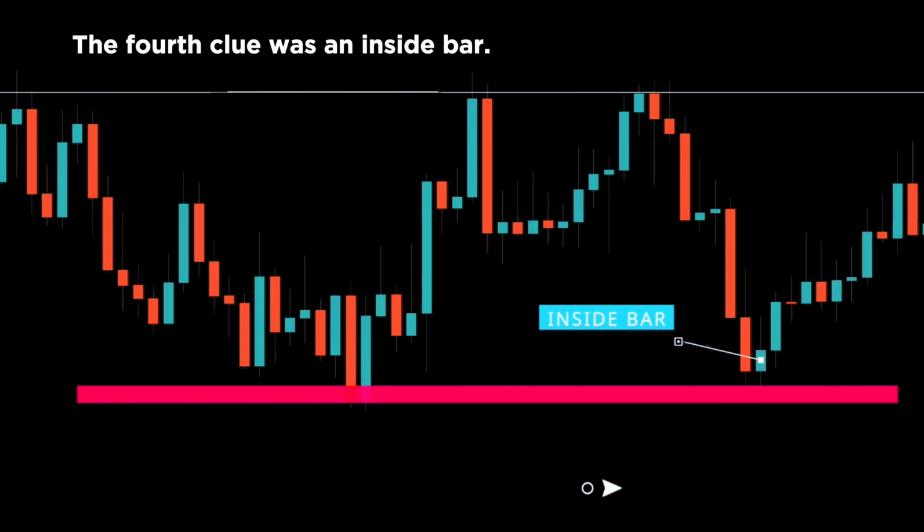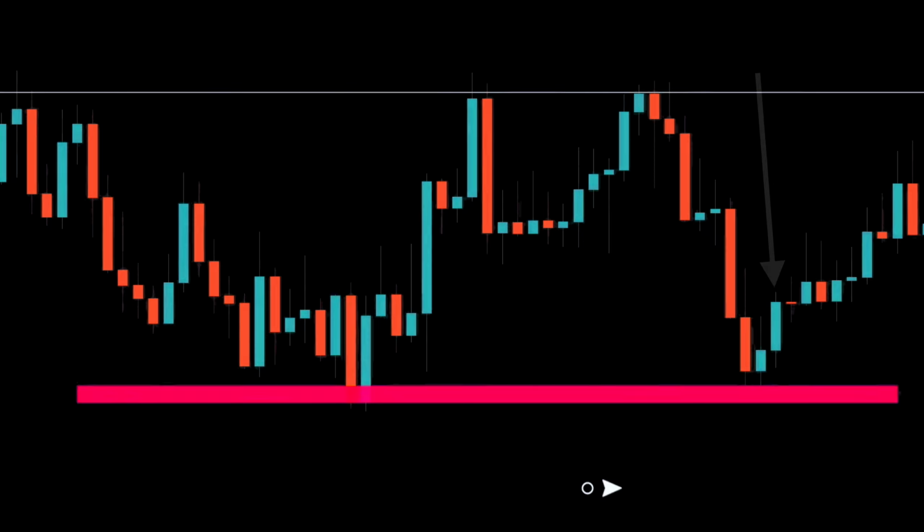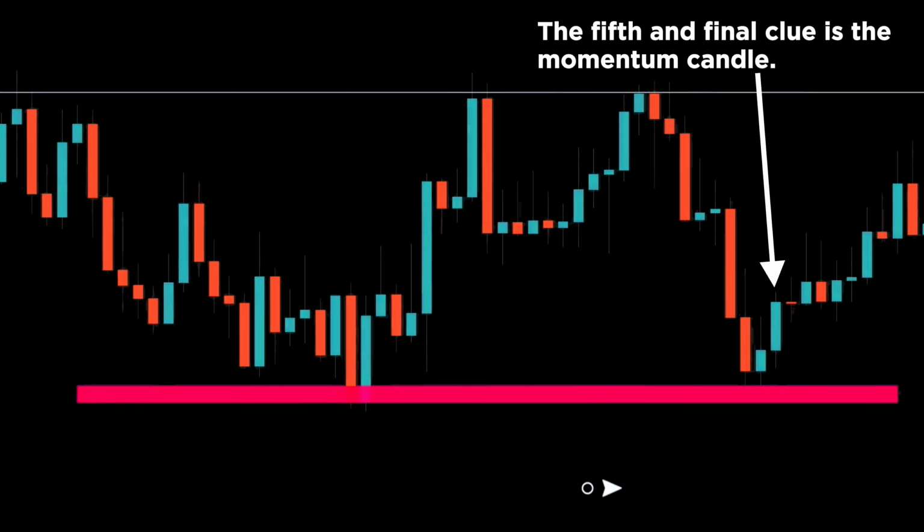The fourth clue was an inside bar. This candle is smaller than the previous candle and often represents a period of consolidation and declining momentum. Many traders may decide to buy right here if they have additional confirmation from lower time frames. However, conservative traders may wait for one more confirmation. The fifth and final clue is the momentum candle. The appearance of this candle increases the probability that the market may move higher.